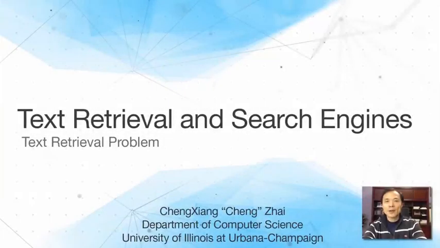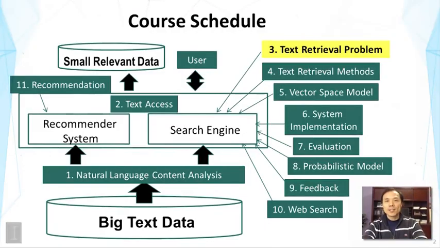This lecture is about the text retrieval problem. This picture shows our overall plan for lectures. In the last lecture, we talked about the high-level strategies for text access. We talked about push versus pull. Search engines are the main tools for supporting the pull mode. Starting from this lecture, we're going to talk about how search engines work in detail.